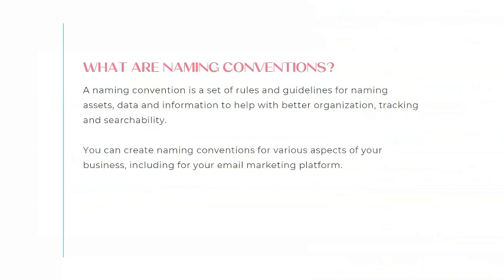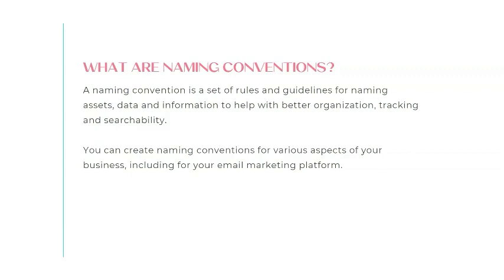So let's dive into what email naming conventions are and the 3 elements to keep in mind to make them effective. All right, so let's start with what are naming conventions. A naming convention is a set of rules and guidelines for naming assets, data, and information to help with better organization, tracking, and searchability. You can create naming conventions for various aspects of your business, including for your email marketing platform.